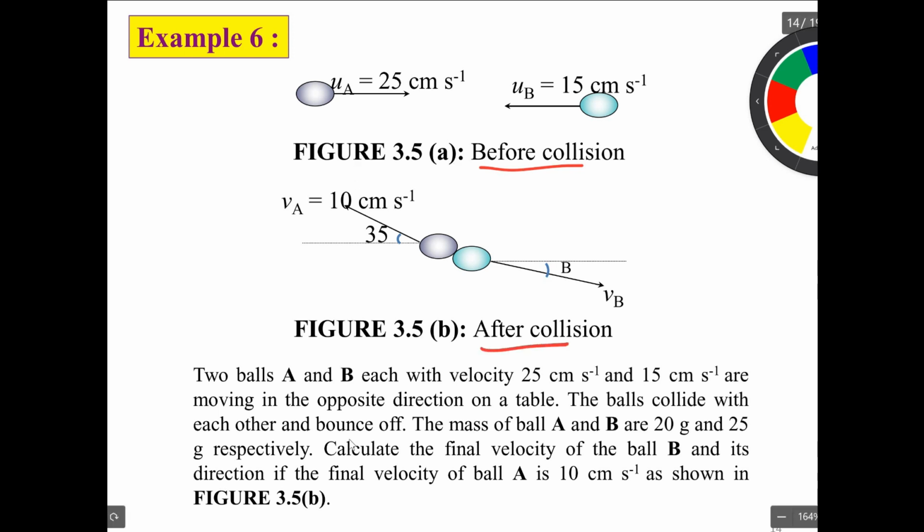Two balls A and B, each with the velocity 25 cm per second and 15 cm per second, are moving in the opposite direction on a table. The balls collide with each other and bounce off. The mass of ball A and B are 20 gram and 25 gram respectively. Calculate the final velocity of ball B and its direction if the final velocity of ball A is 10 centimeter per second, shown in figure 3.5B.